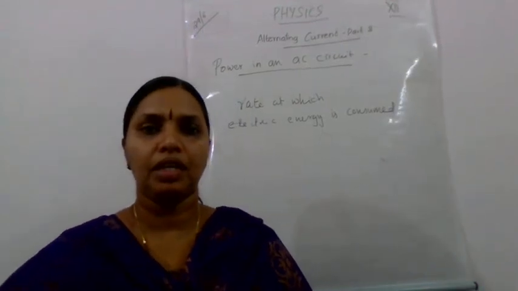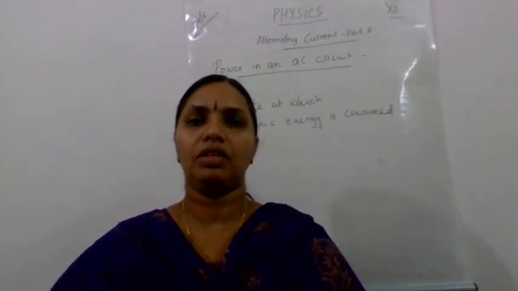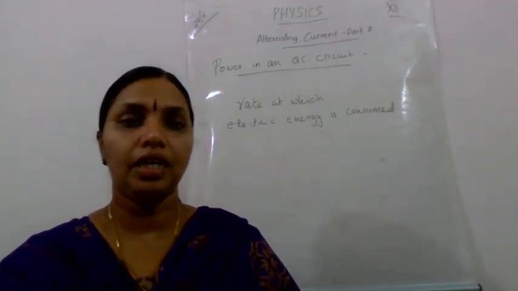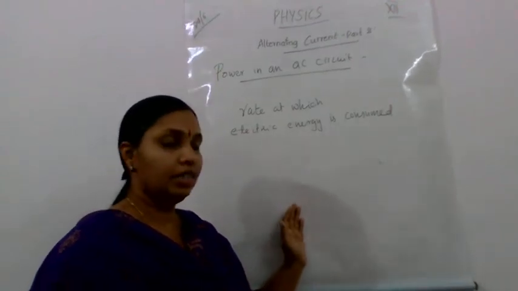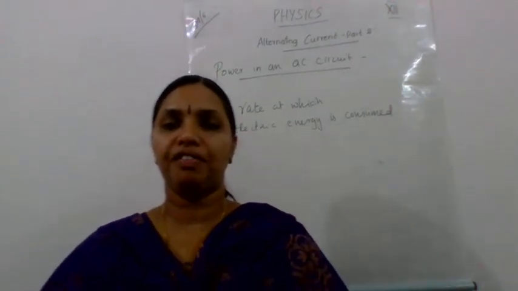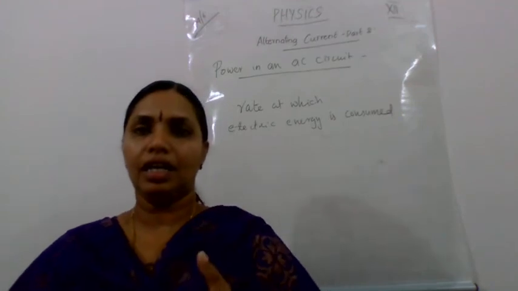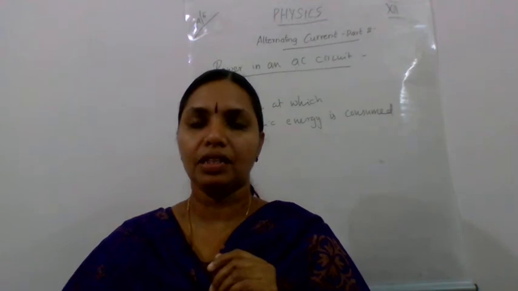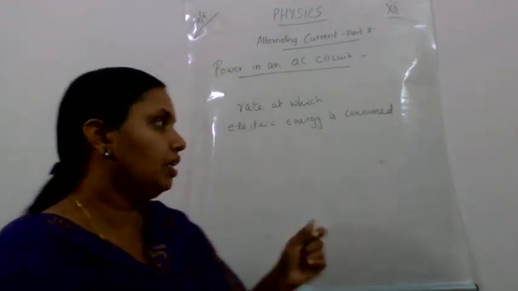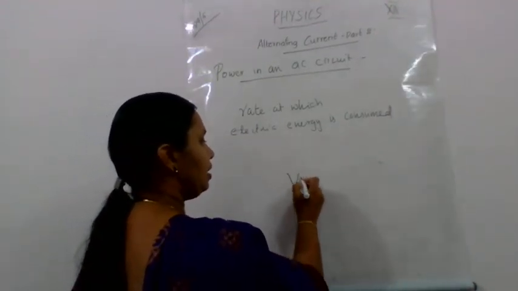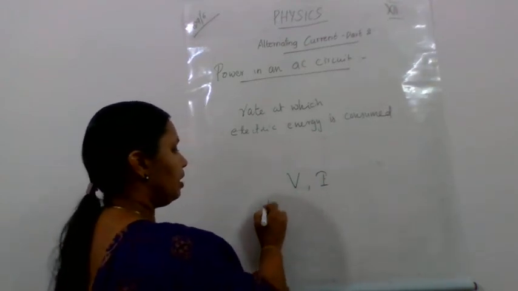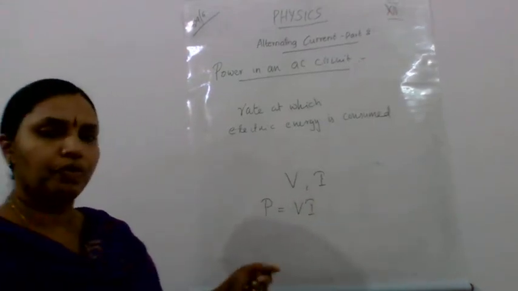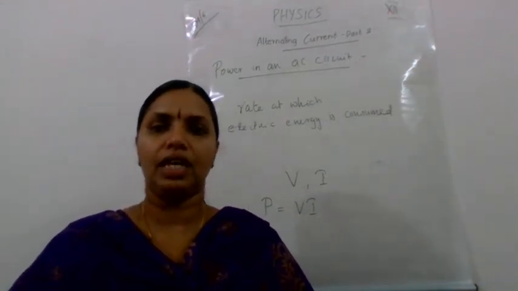Now we are moving to the next session of the chapter alternating current, and in this session we are going to discuss the power. Power in an AC circuit. In any electrical circuit, if voltage is there and current is there, definitely there will be power also. In the case of a DC circuit, we know if V is the potential difference and I is the current that passes, the power consumed is P equal to VI. It is the product of voltage and current.